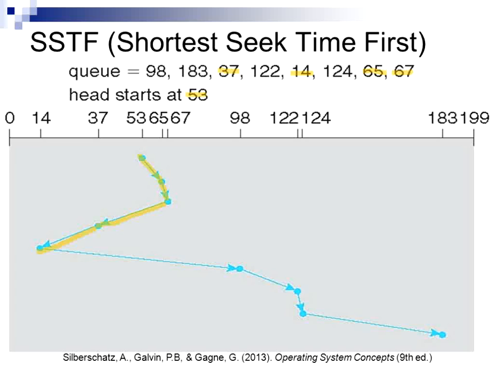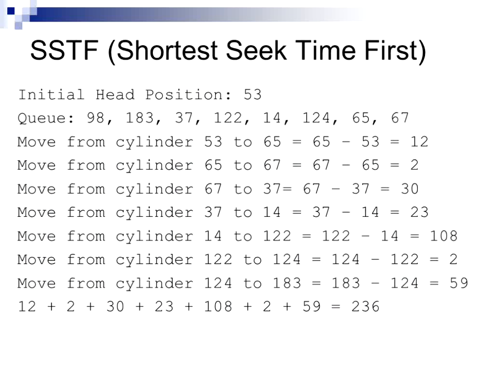And then we have to look at what's left and say, what's the next closest? And the next closest now is 98, so it's going to move all the way back to 98. And then it will move to 122, and then to 124, and then to 183. So it's just looking at from where I am right now, what is the next closest cylinder that's being requested? And again, you can go through the same kind of calculation.